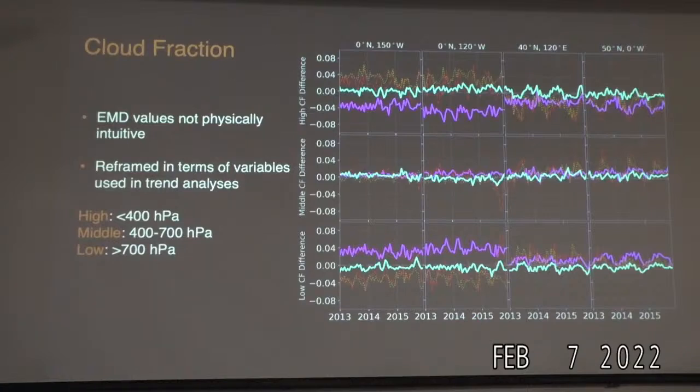But I recognize that Earth Movers Distance is not really a physically intuitive quantity, so I reframe this analysis in terms of variables we might actually use in trend analysis, like high, middle, and low cloud fraction. And what we're looking at here are the differences in these quantities between VIIRS and MODIS. So as you look across, you see that our proposed approach typically has the lowest differences in high, middle, and low cloud fraction, especially compared to the operational model, which seems to struggle with high and low cloud fraction. So this confirms that low EMD values translate to low differences in quantities that we care about.